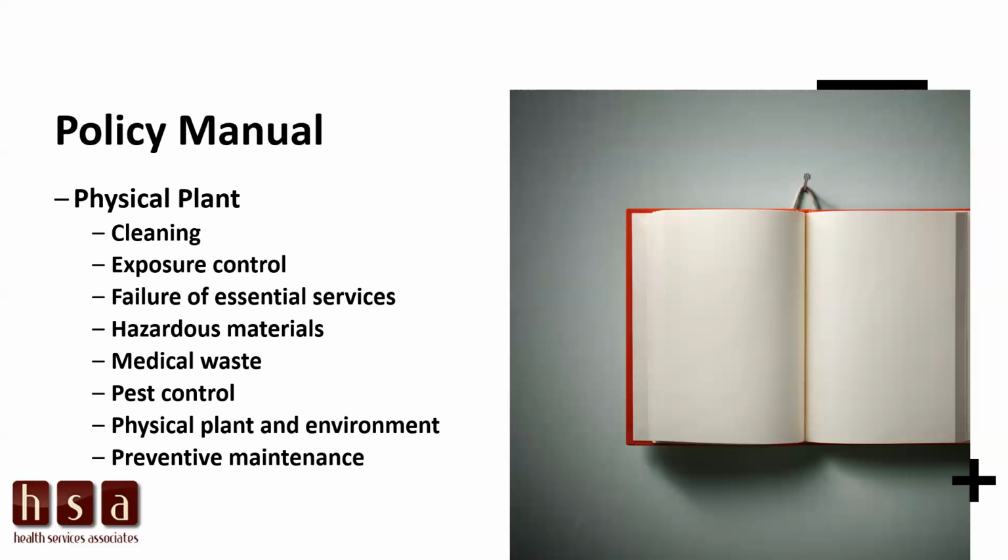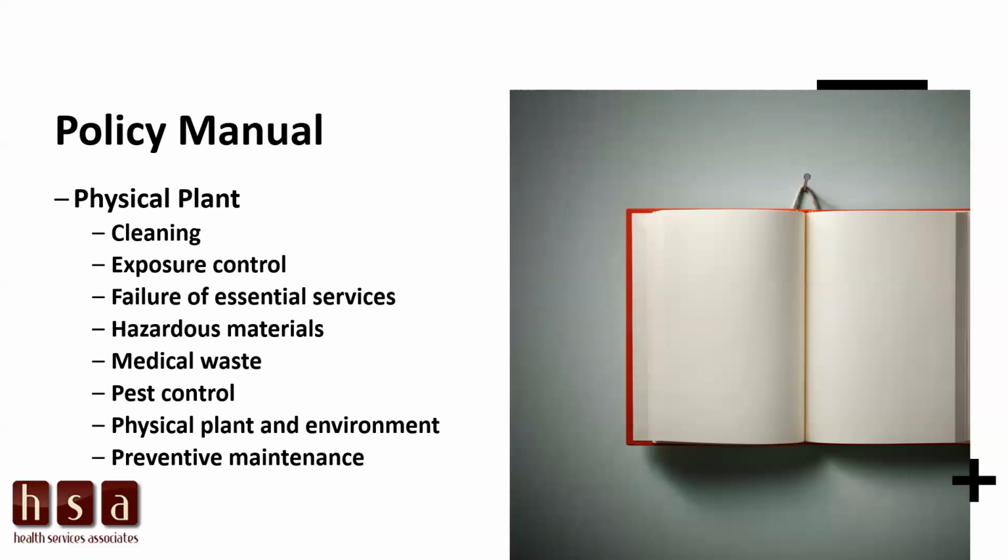What you expect from glove use and all of that should be in place, linen handling, those types of things. Failure of essential services, this really moved more into the emergency preparedness plan. How do you handle a water outage, a power outage, or a failure of your services and utilities? What is your process? And you don't have to have it in both places as long as you reflect it somewhere, either in your policy or in your emergency preparedness plan.